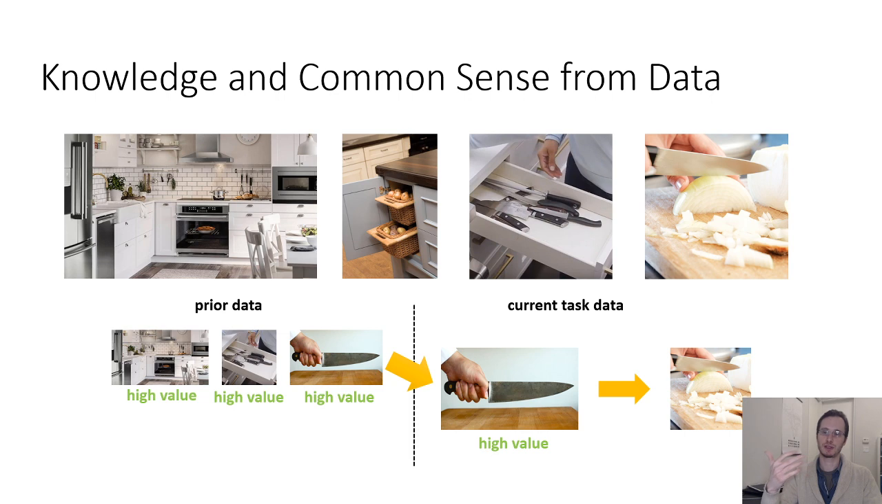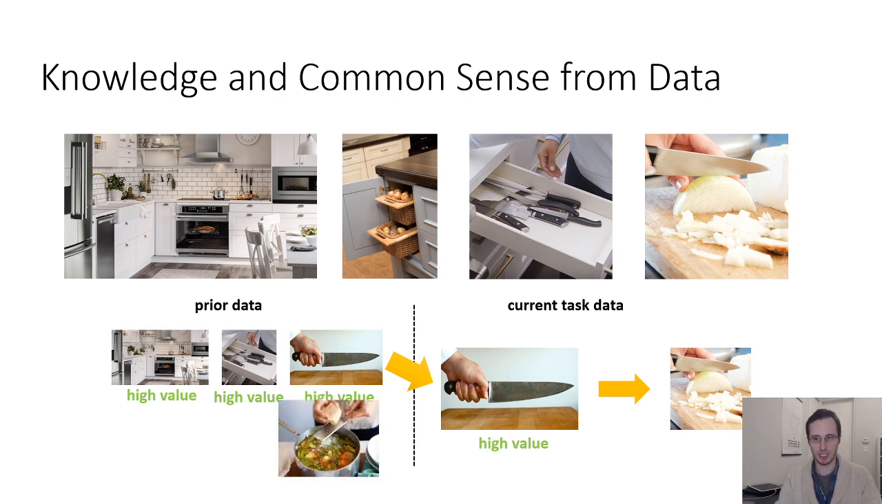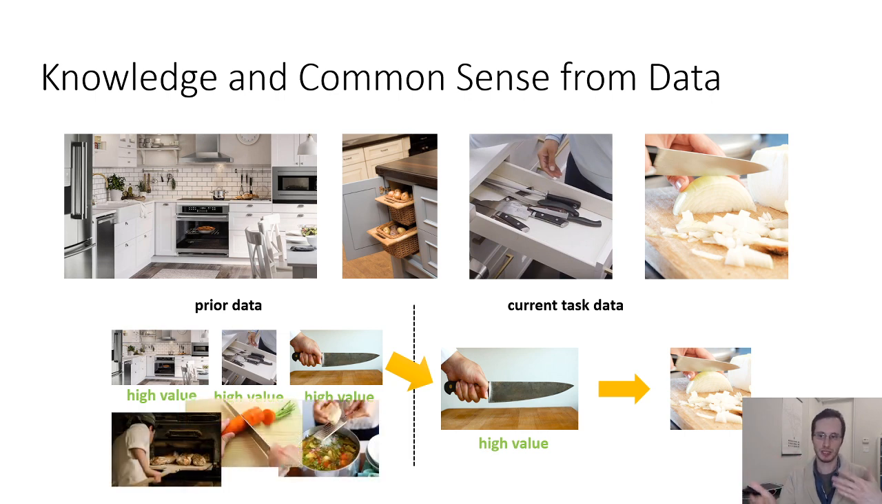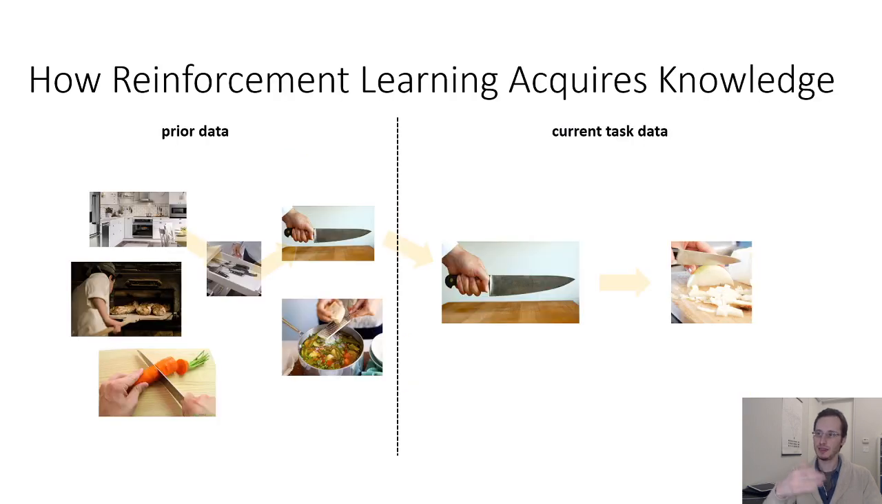It might involve some things that are not relevant to the task, maybe making a soup or cutting a carrot or baking bread. Crucially, we don't have to decide what is relevant or not. We can combine all of the prior data and let the Bellman backups take care of it. So in this scheme, Bellman backups link prior data to current task data.